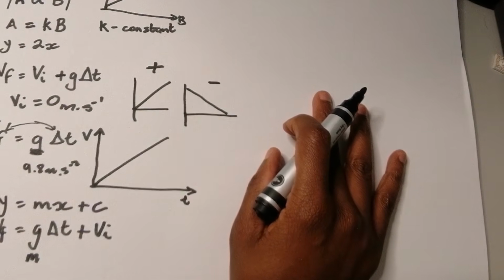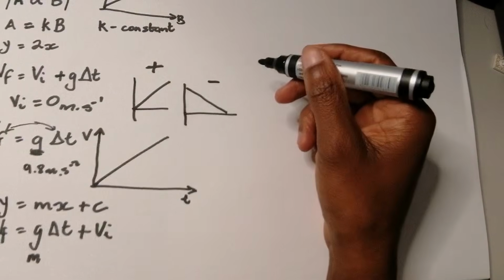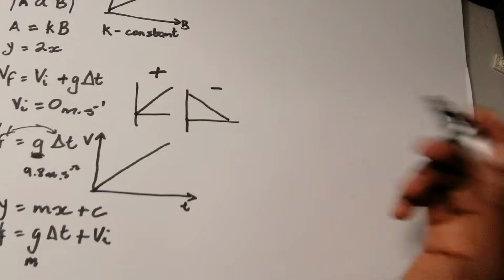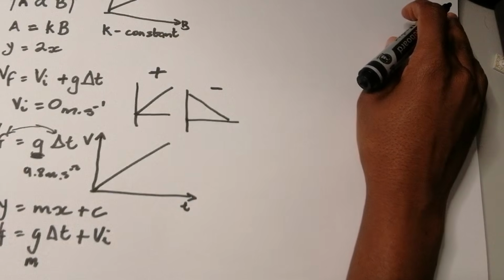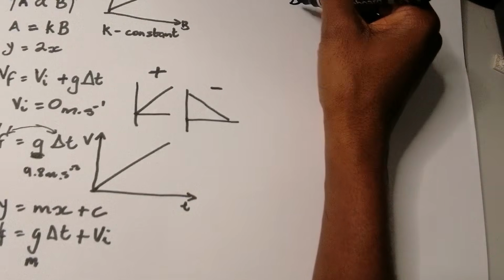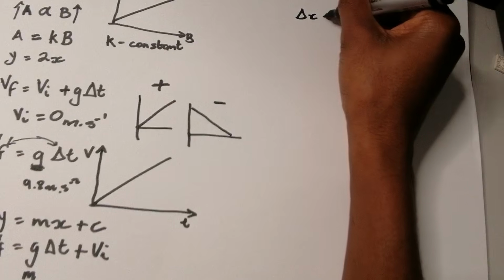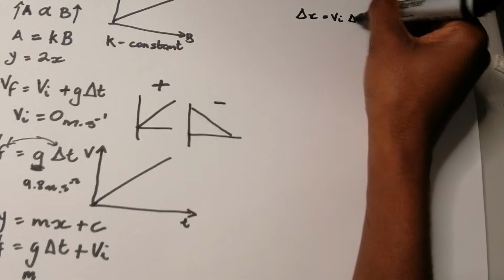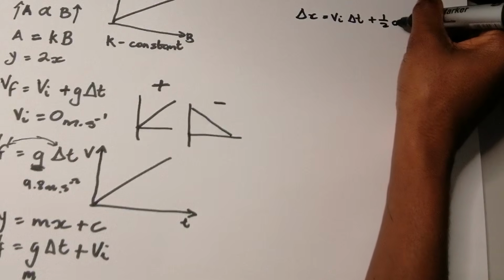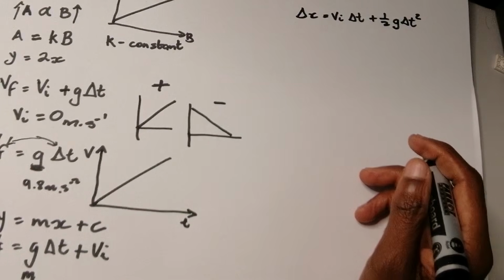So that's about the straight line graph of velocity against time. Now here's another thing. If I wanted to talk about displacement against time, or position against time, I want you to notice we've got an equation. We've got an equation, delta x is equal to vi delta t plus 1 over 2 g delta t squared.